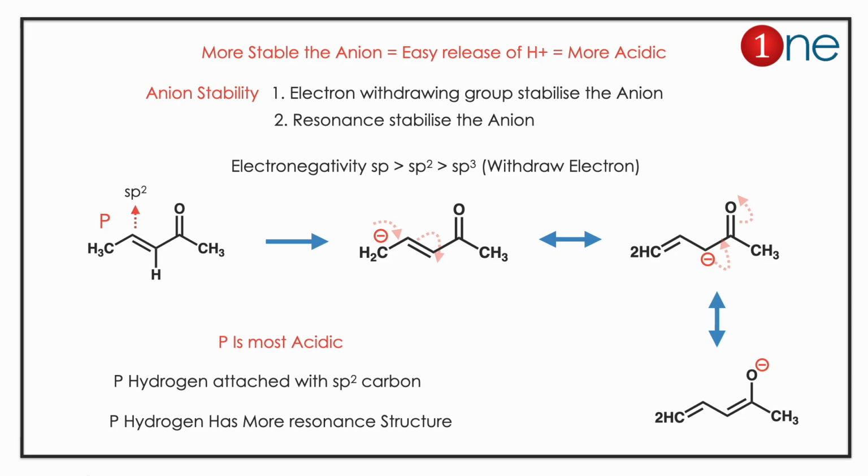So if you look at our possibilities, P is more acidic because P has resonance stability as well as an electron withdrawing group attached to it. The electronegativity of sp2 carbon is more, so it is electron withdrawing, so it easily forms an anion, and the anion is also stabilized by resonance. Hence the P hydrogen is most acidic because of the sp2 carbon and more resonance structures.